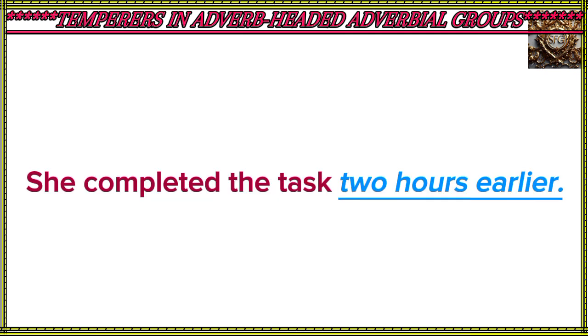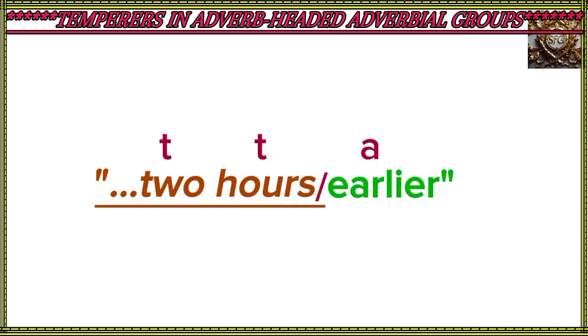She completed the task 2 hours earlier. 2 hours earlier, in this sentence, is an adverb-headed adverbial group. 2 hours is a nominal group functioning as a temporar in this adverb-headed adverbial group. 2 is a premodifier to hours, while both 2 and hours work together to temper the apex, earlier.